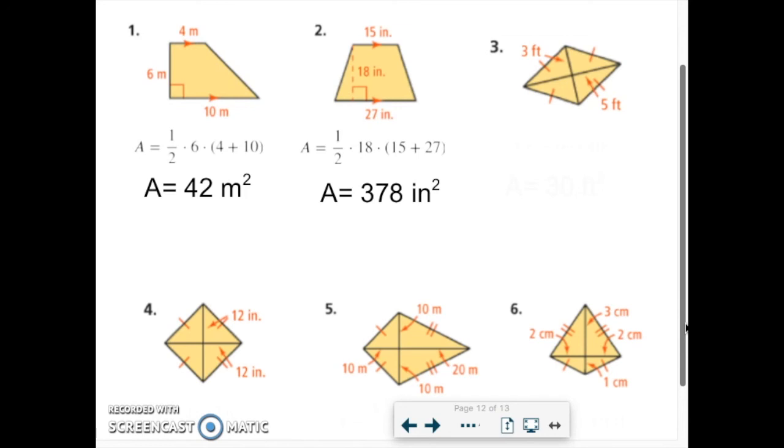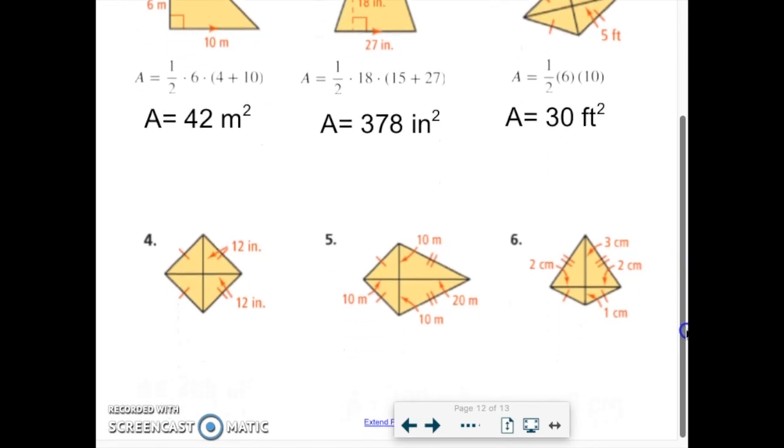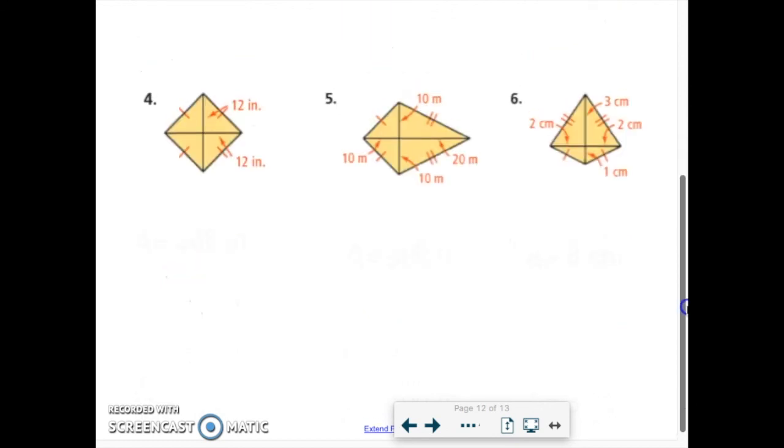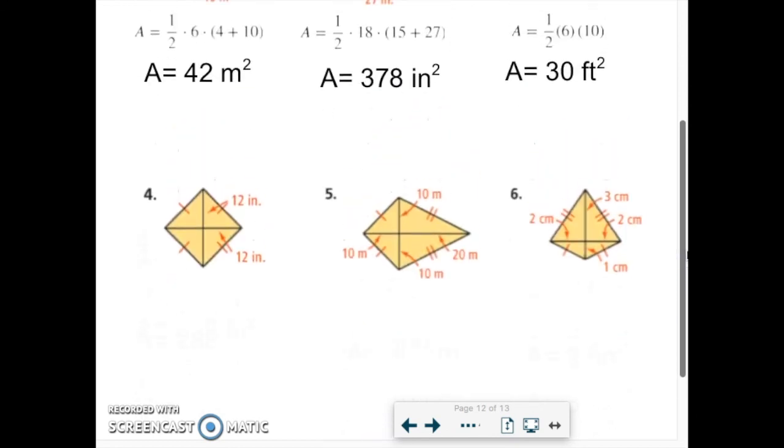Third one, they gave you pieces of the diagonal, so make sure that you have the same thing I have here. A diagonal of 6, which is the 2 3s added together, and then there's really 2 5s there added together for this rhombus. So we have 30 square feet for that answer. Down here, make sure, again, that you doubled both of those 12s. Your work should look like this: 1/2 times 24 times 24 for an answer of 288 square inches.